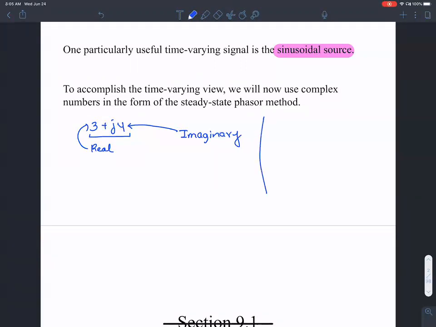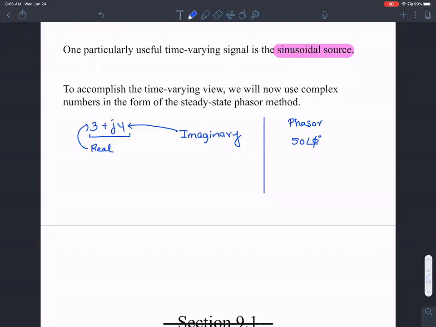I'm also going to show you the idea of phasor, a useful notation to represent sinusoids and the response of different circuit elements when subjected to sinusoids. Typically the form is going to be magnitude times some phase angle, and we'll talk about that shortly.